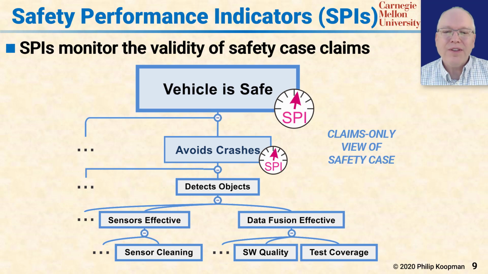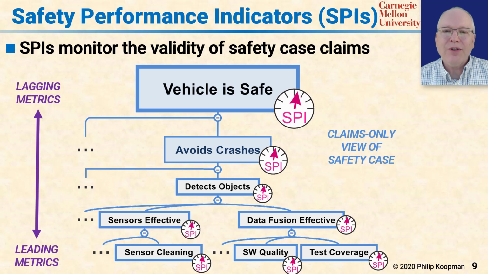And avoiding crashes is sort of the same way. So you can put SPIs lower down. You can say, well, let's put a SPI on detects objects. Let's have an idea of what our object detection performance has to be to result in an acceptably safe vehicle. You sort of need to know that to have a valid safety argument, and if you know that, you should be able to measure it somehow. Well, to detect objects, you know you need sensors to be effective, so you should have a measurement on what it means to be effective, and data fusion effectiveness. Now, those are the sorts of things that you might measure during tests, during simulation, during operation. But some SPIs are more than just operational metrics. For example, you might have a sensor cleaning SPI.